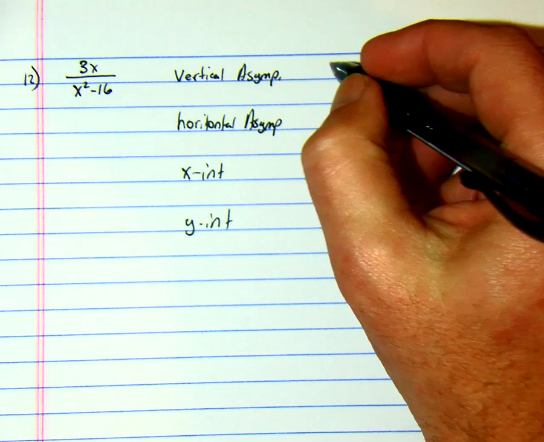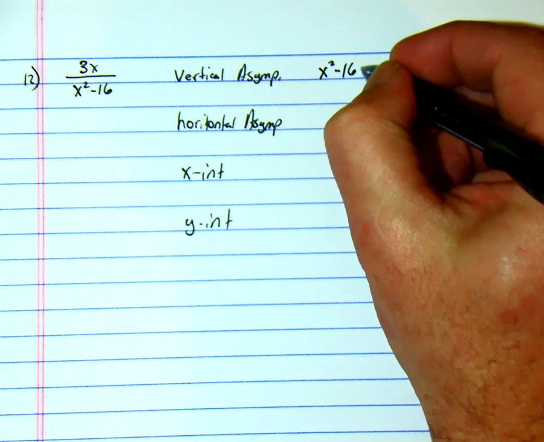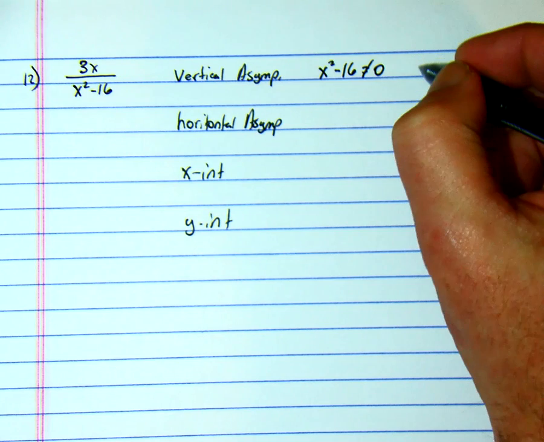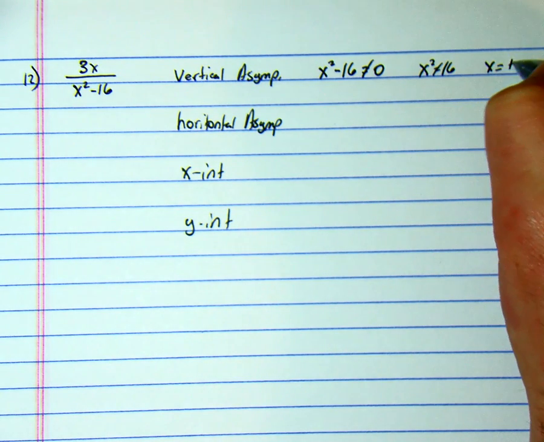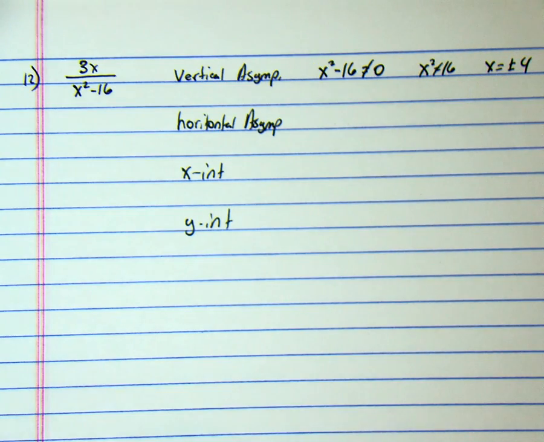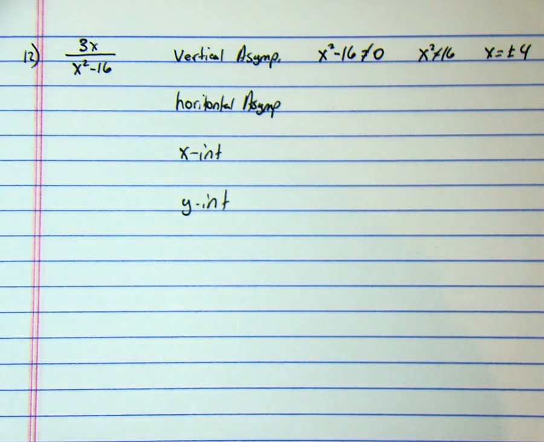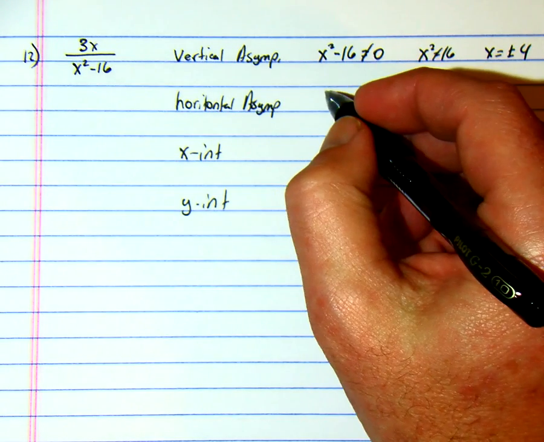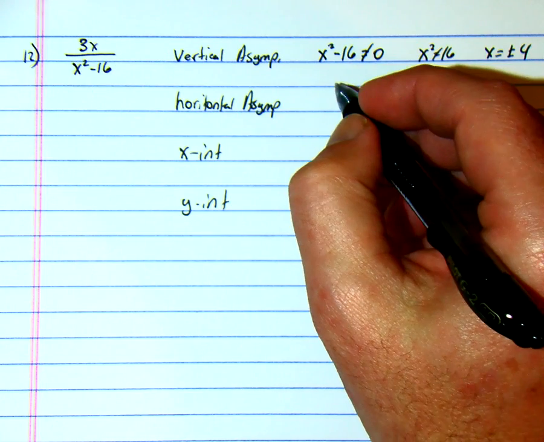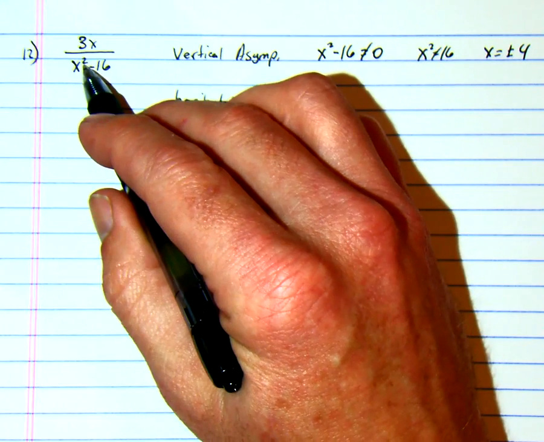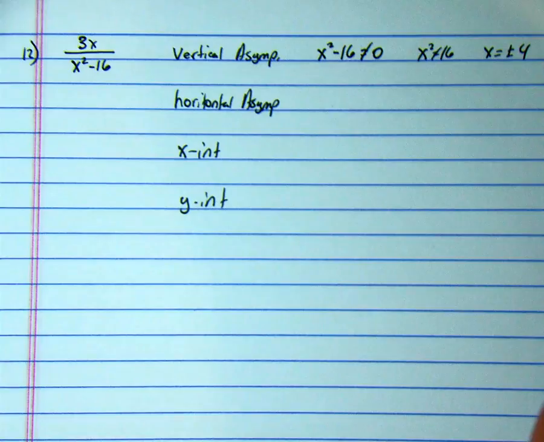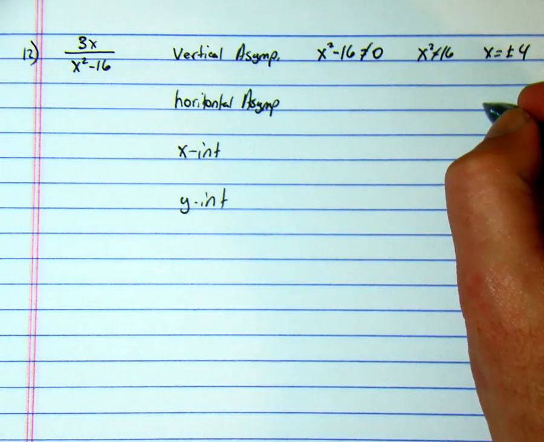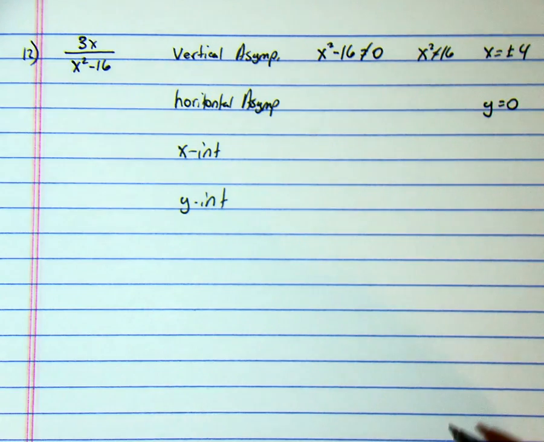Okay, so for the vertical asymptote, x squared minus 16 cannot be equal to 0. So that means that x squared cannot be equal to 16. So that means that x cannot be plus or minus 4 when we square root both sides. My horizontal asymptote: remember my rules. My denominator has a larger degree. It's 2 down here and 1 up here, so the bottom is going to get much larger compared to the top. So that means it's going to approach y equals 0.